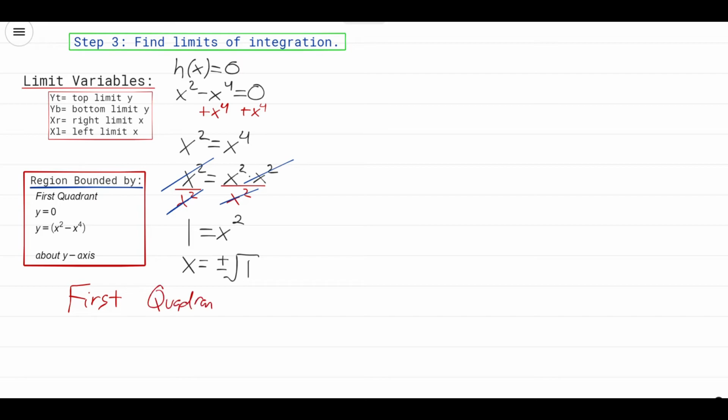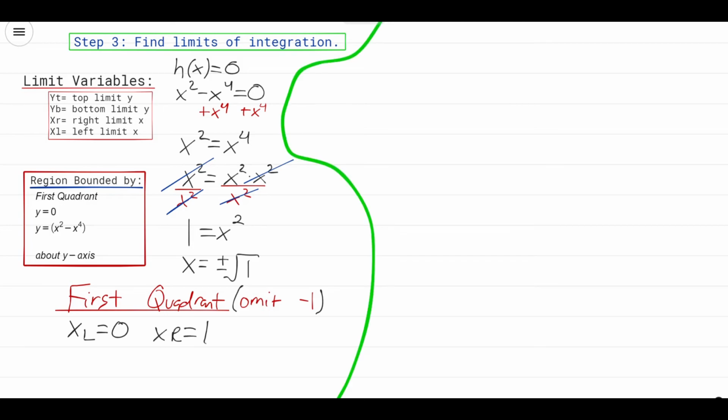And since this is in the first quadrant, we're going to omit the -1 boundary, and we're only going to focus on the positive one because the region is bounded explicitly where my mouse is right here, the first quadrant. So we know the left limit x is equal to 0 and not -1 because it's in the first quadrant, and the right limit x is equal to 1. So with that information, we're going to set up the integral.